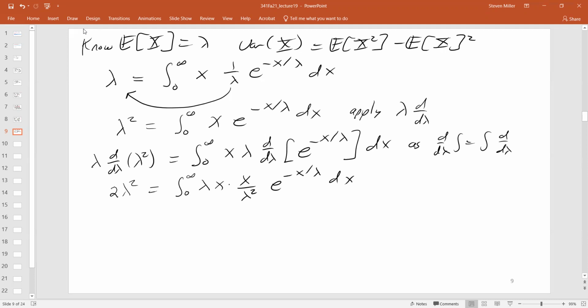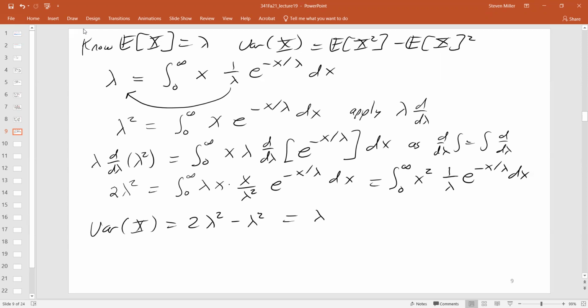Well, everything is working out beautifully. I want to have a 1 over lambda. I have a 1 over lambda. So this is going to just be the integral from 0 to infinity of x squared 1 over lambda e to the negative x over lambda dx. That's the second moment. So the second moment is 2 lambda squared. So the variance is equal to 2 lambda squared minus lambda squared, which is just lambda squared.